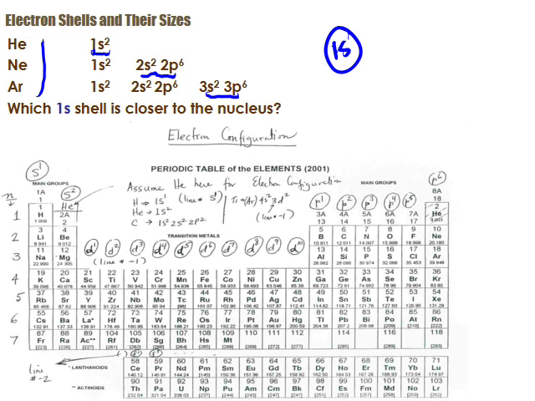If you're focusing on the same shell, which is the 1s shell, the size will be influenced by the attractive force towards the nucleus. So basically you need to look at the number of protons for helium, neon, and argon. If you look at the periodic table, helium has 2 protons, so let's write down right beside helium plus 2.